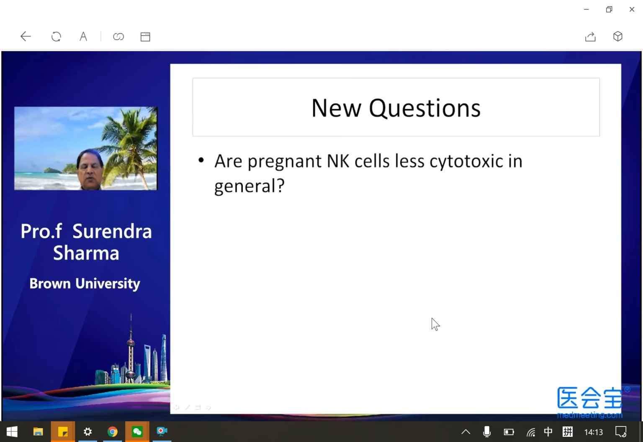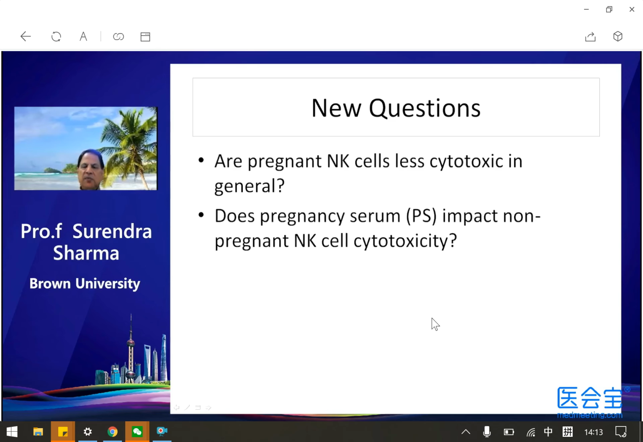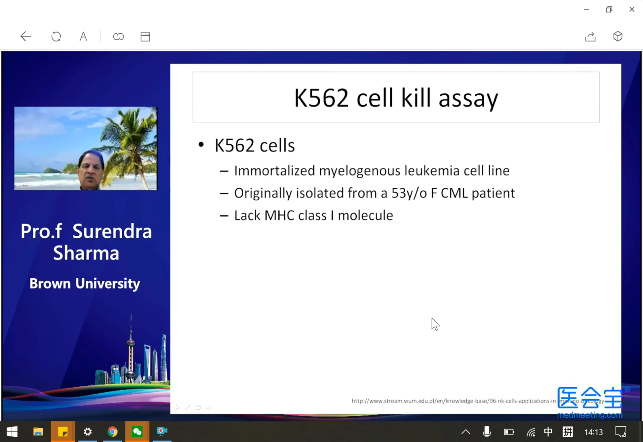So the next question we ask: are pregnant NK cells less cytotoxic in general? And does pregnancy serum impact non-pregnant NK cell cytotoxicity? So this is the K562 cell kill assay.